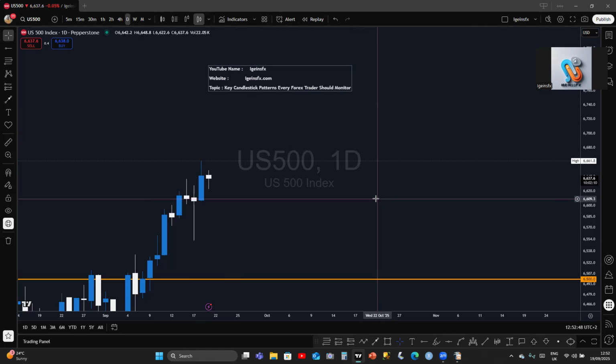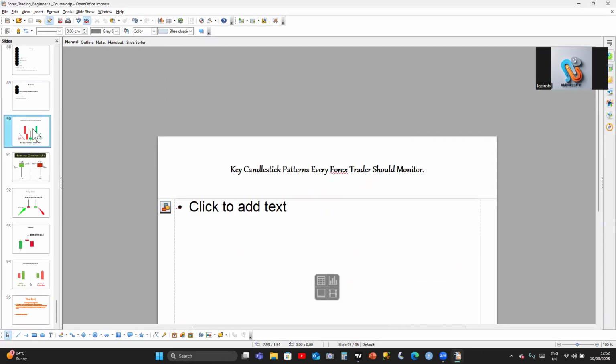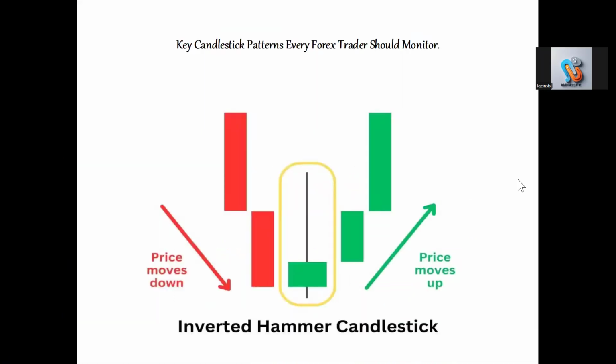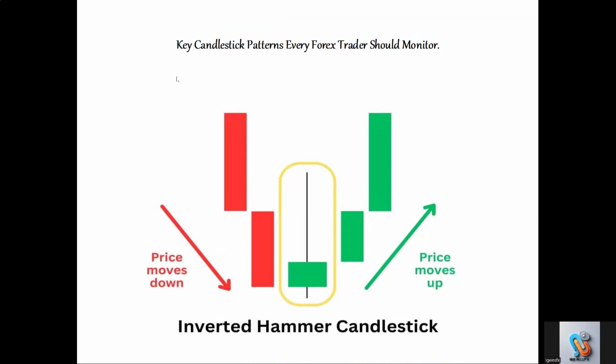All right. So that being said, we are going to go through some slides so that we understand what we are talking about. Now we have key candlestick patterns every forex trader should monitor as you trade. Number one is the inverted hammer. When we say inverted hammer, we are simply saying something like this. And what is the story?